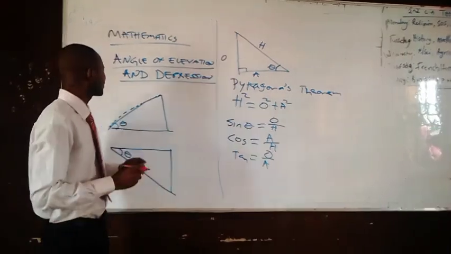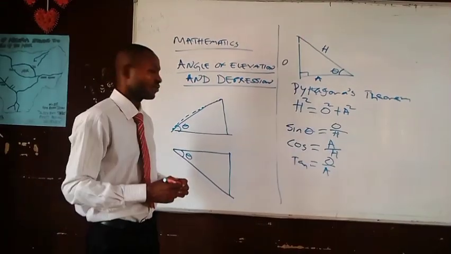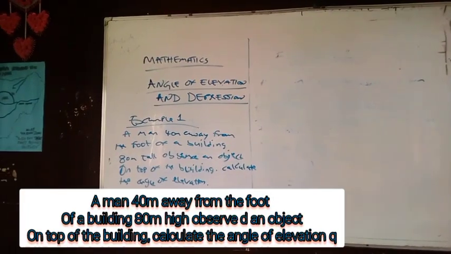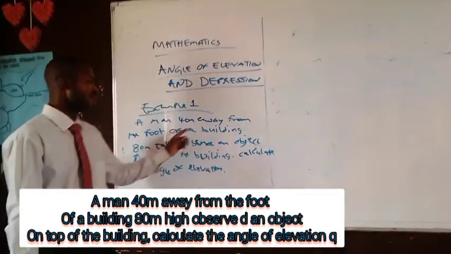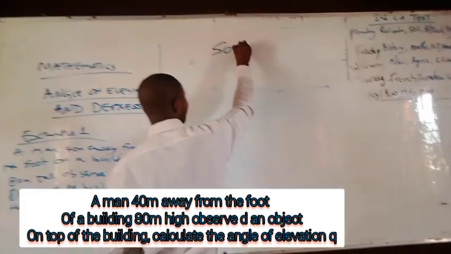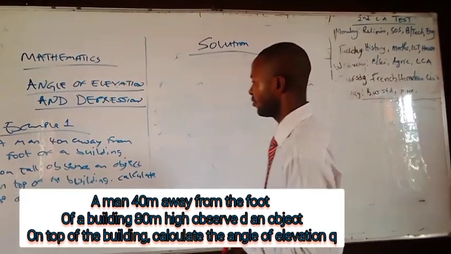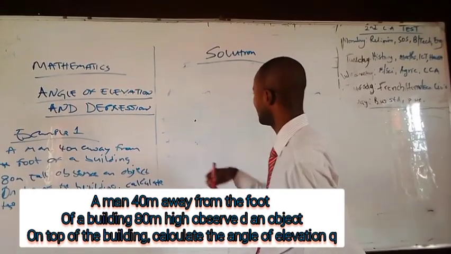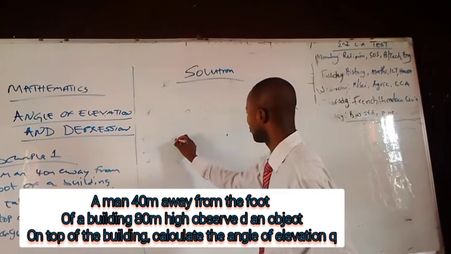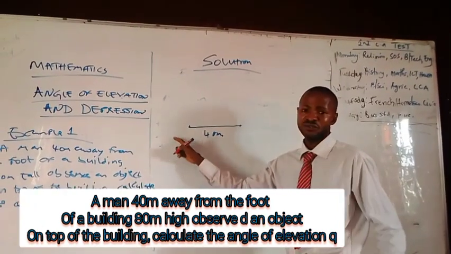So we apply that in solving problems that have to do with angle of elevation and depression. Let's take for example this question here: a man 40 meters away from the foot of a building. Let's start by interpreting the question into a diagram. Let's assume this is where the man is, and 40 meters away, let's assume this is the foot of the building. So this is 40 meters, and this is the point of observation of the man.